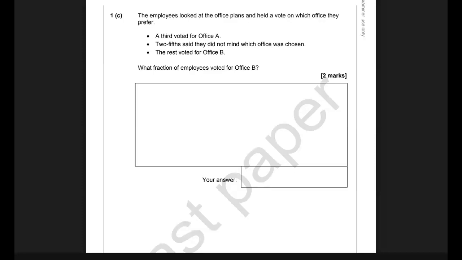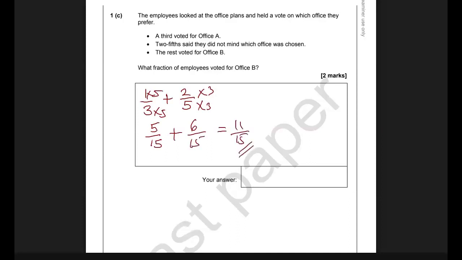Because you know that a third voted for office A, put that one there, 1/3 is 1/3. 2/5 said they did not mind, so you add that one with 2/5. So now let's add it together. So you have to make it the same denominator. So this one is times 5, times 5. That gives you 5/15 plus 6/15. That gives you 11/15. Can you see? That's 11/15.